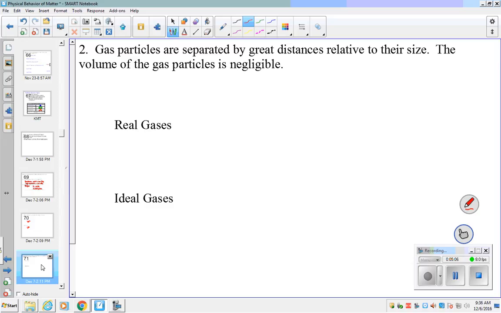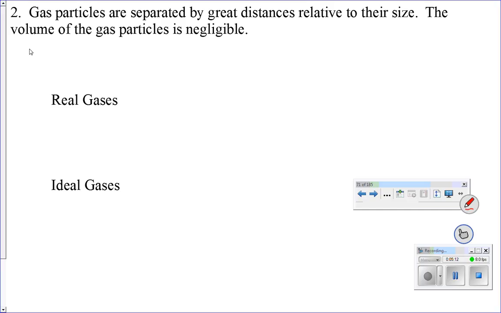Number 2, gas particles are separated by great distances relative to their size. The volume of gas particles themselves is negligible. Remember, for an ideal gas, this is definitely true, so you can just go ahead and put a yes for that. In a real gas, the particles are far apart. I'm going to give this a sort of.